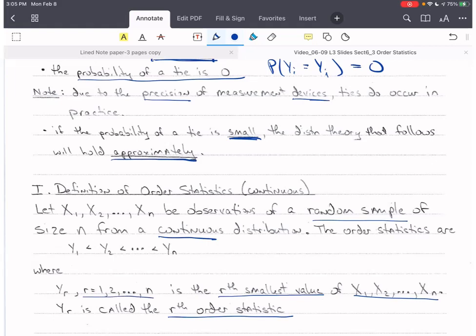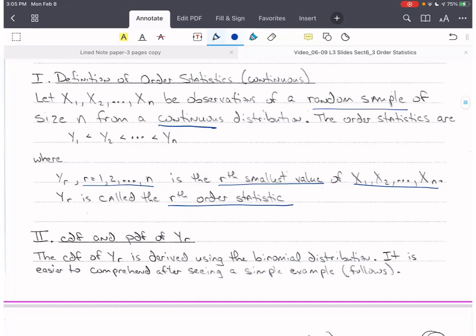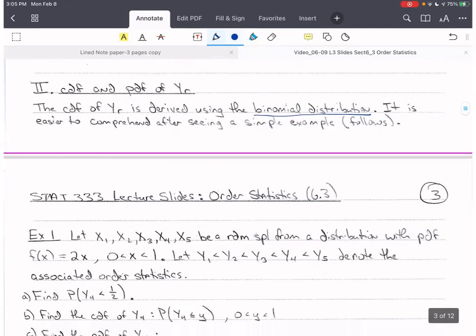Okay, so y sub r. Now, some textbooks use, say, x(1) with parentheses around it to show the order statistic. So if you look at a different text, look for where they define their notation so that you can know what notation you're looking at. Now, the CDF of the rth order statistic is derived using the binomial distribution. And it's a lot easier to understand this if we see an example, which is what we're going to do now.